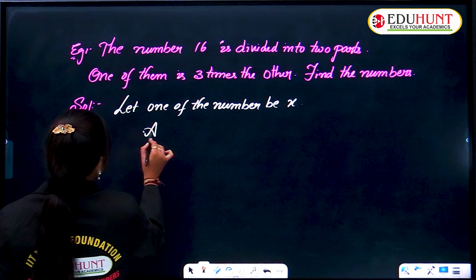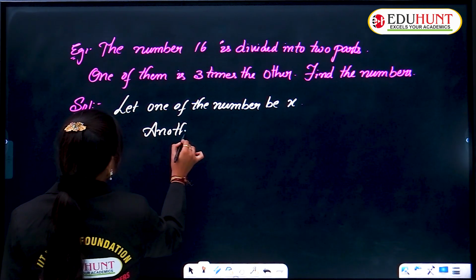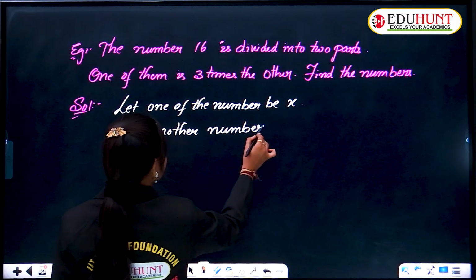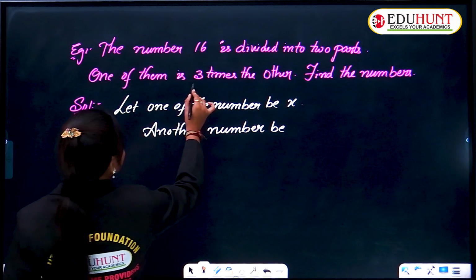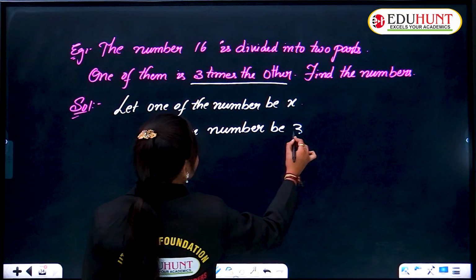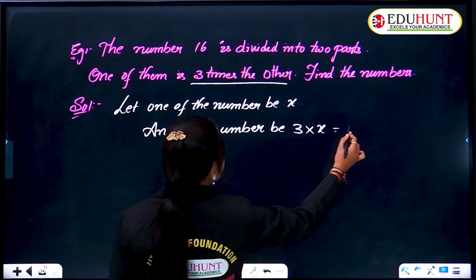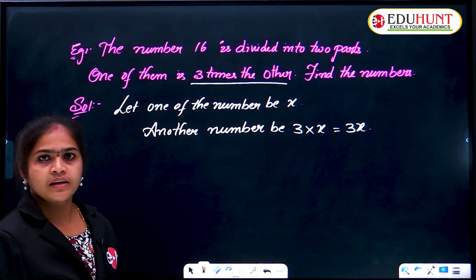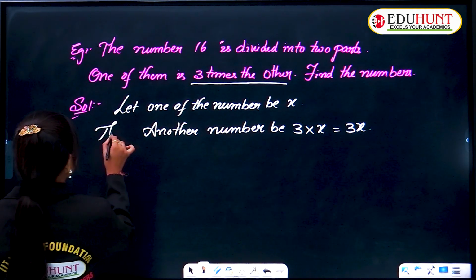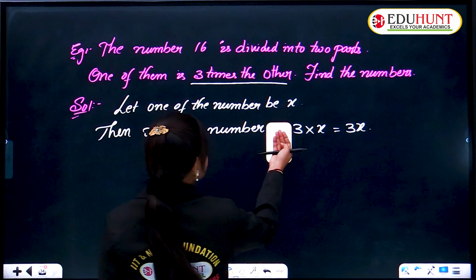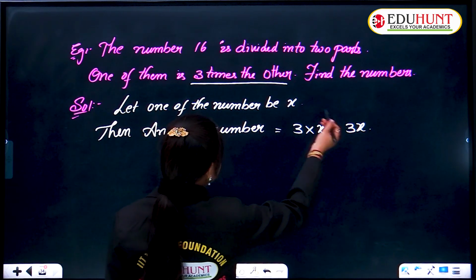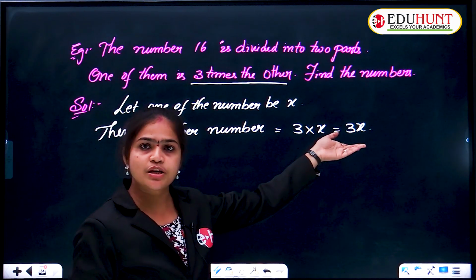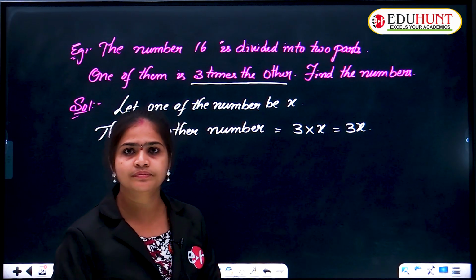Then another number be 3 times the other. 3 into x, which is equal to 3x. Understood ma? Then another number, 3 into x, is equal to 3x. One of the numbers is x. The second number is 3 times that x. x is the unknown quantity. Okay.